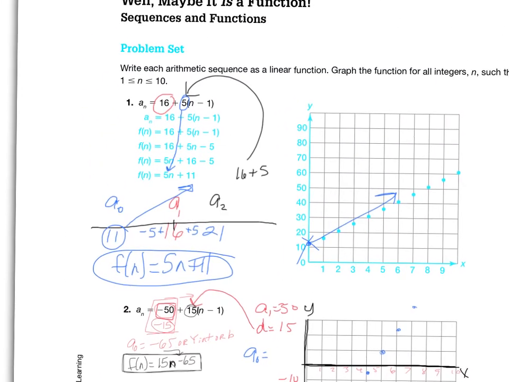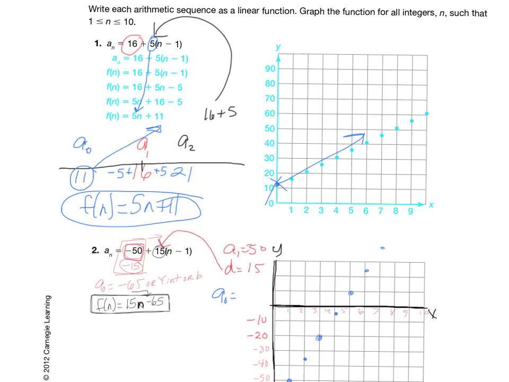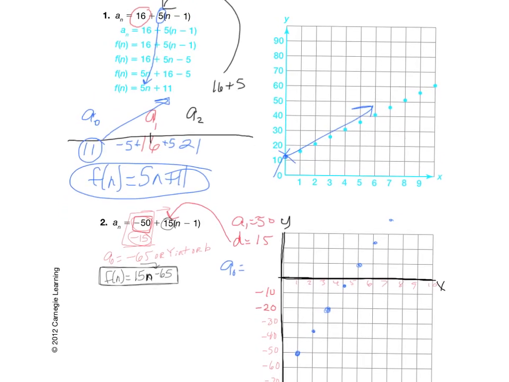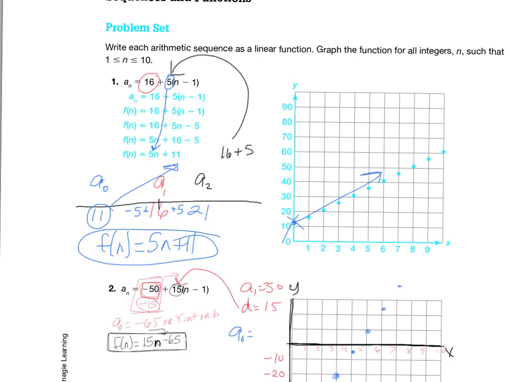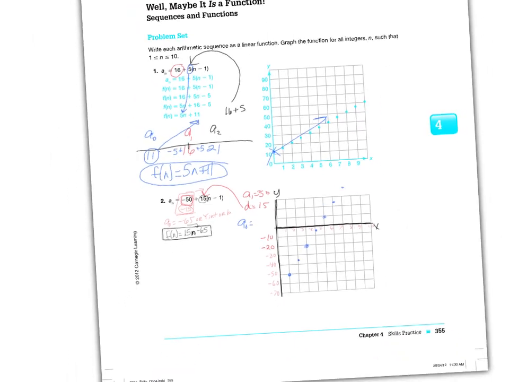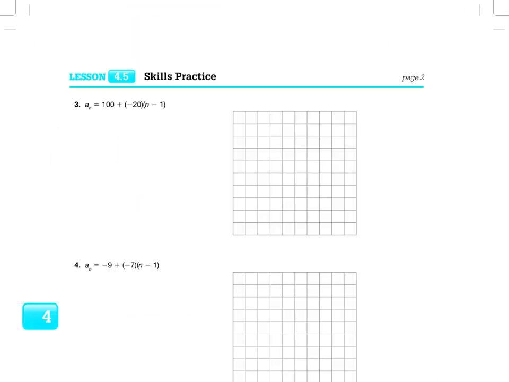Now, the directions are to graph the function of all integers. So you wouldn't want to connect the dots because integers are whole numbers. Okay. So an integer is a whole number. So you wouldn't want to have an arrow like this. It'd just be discrete. Okay. All right. So go ahead and try out number 3 and 4.